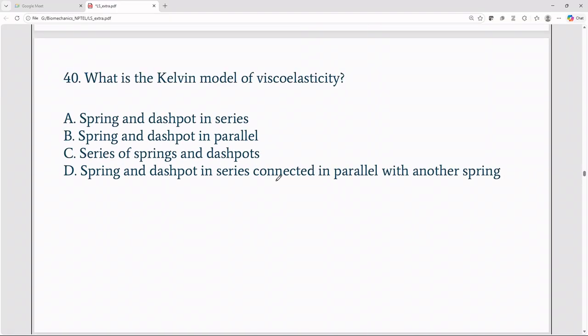Next question. What is the Kelvin model of viscoelasticity? Options are option A, spring and dashpot in series, option B, spring and dashpot in parallel, option C, series of springs and dashpots, option D, spring and dashpot in series connected in parallel with another spring.